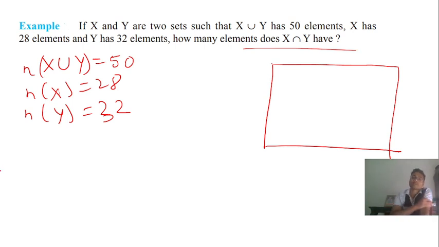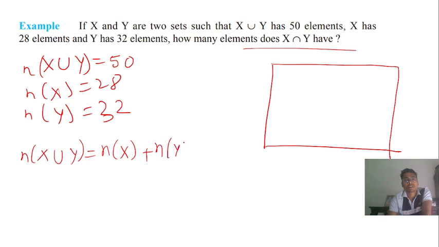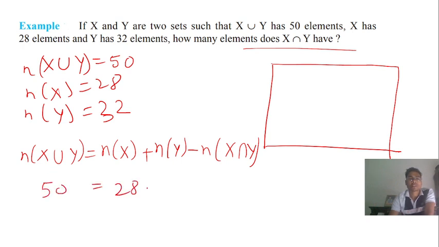Okay, so we will go by the formula that the number of elements in X union Y is the number of elements in X plus the number of elements in Y, subtracting the number of elements in X intersection Y. Putting the values here, union has 50 elements, X has 28, Y has 32 elements, and negative of X intersection Y.